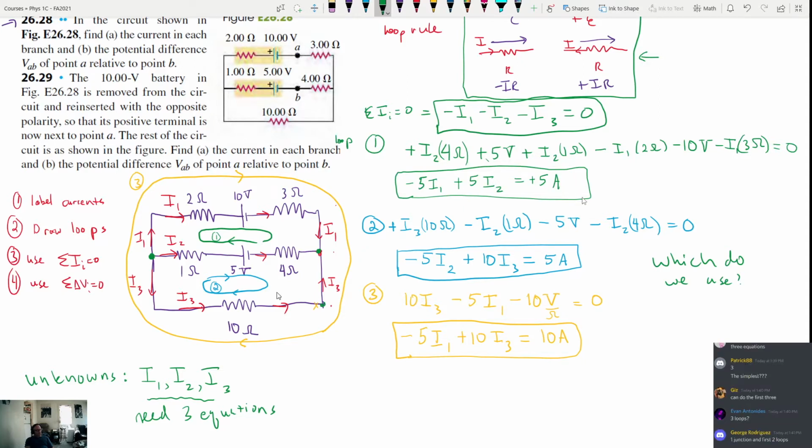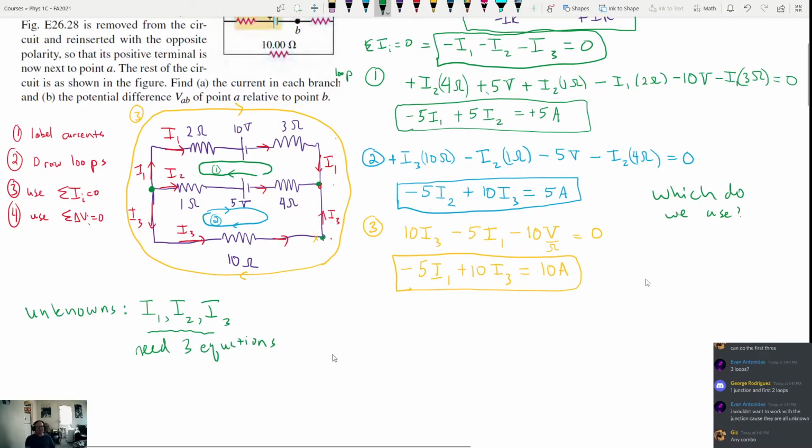Should any combination work? 1 junction and 2 loops. Giselle's saying the same thing. Use the first 3. You don't want to work with a junction because they're all unknown. Any combination. Okay, well, in that case, I'm going to choose to do what Evan said, not for any reason other than educational purposes. We're going to try the 3 loops, okay? We're going to try equation 1, equation 2, and equation 3, all right?